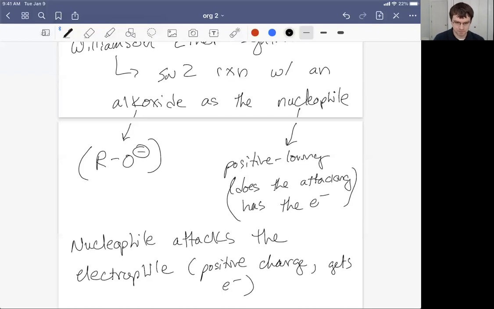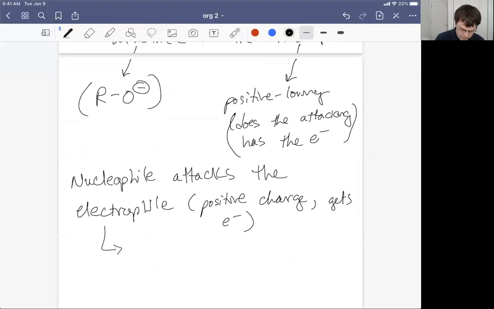Now think for a moment, what is the most common electrophile? The most common electrophile in all of nature is the proton, or H+. Okay, but we don't use H+ that often when we learn new reactions.